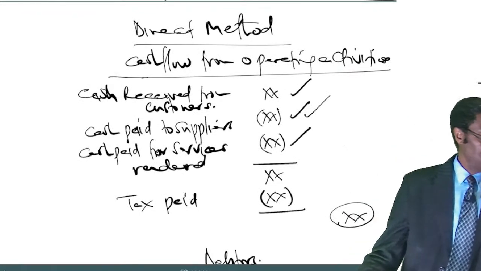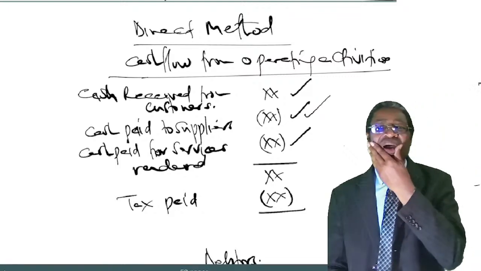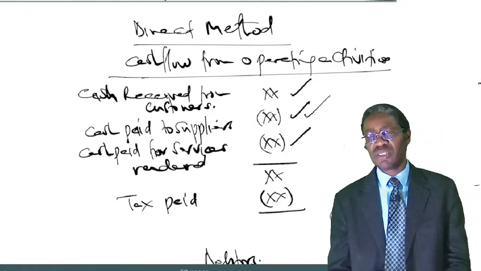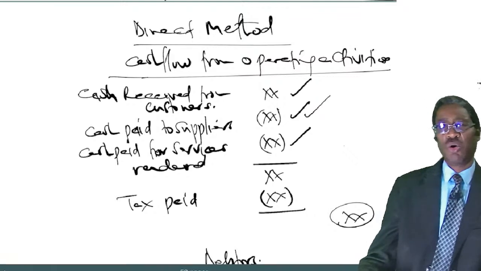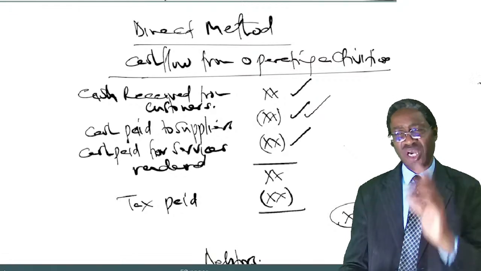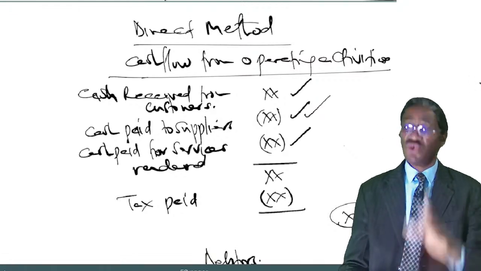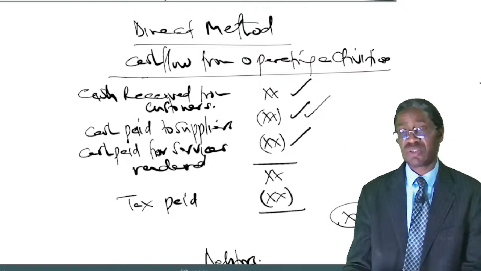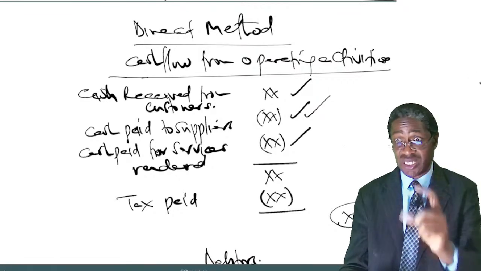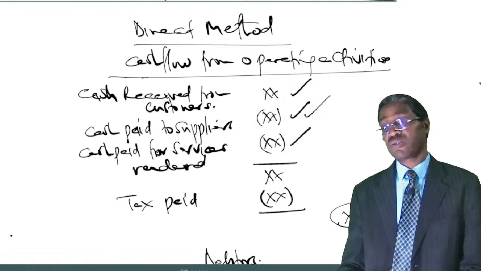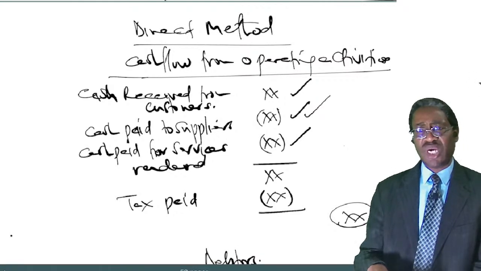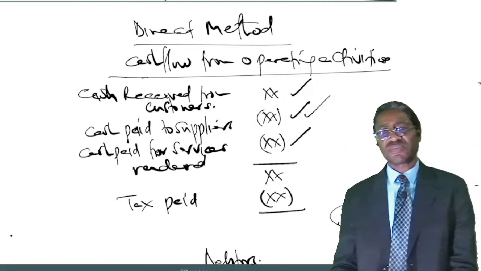So write somewhere as a subheading, determination. Put it down as a subheading: determination of the cash flow from operating activities using the direct method. Determination of cash flow from operating activities using the direct method. And I think you can copy this now.